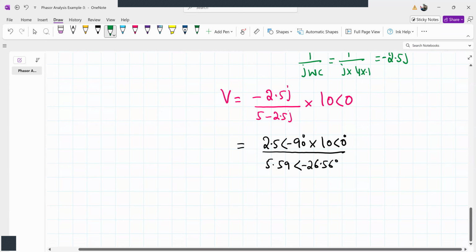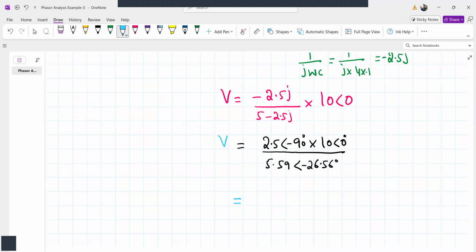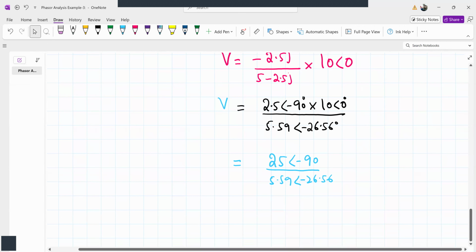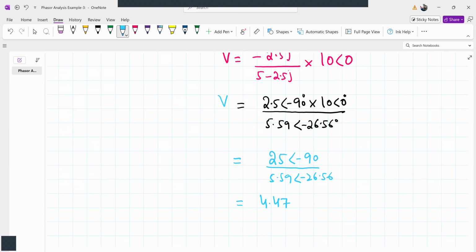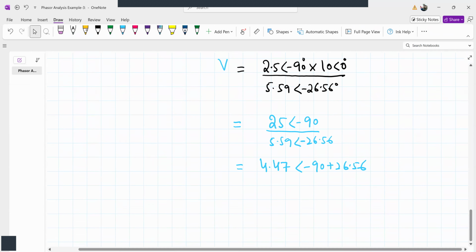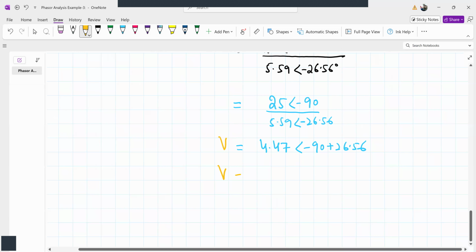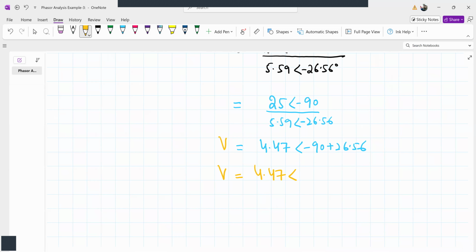So what is the simplified version of this voltage? 10 multiplied by 2.5 is 25 at an angle of minus 90 degrees, divided by 5.59 at an angle of minus 26.56. So 25 divided by 5.59 is 4.47, at an angle of minus 90 plus 26.56. Why plus? Because it is minus in the denominator. So when it comes to the numerator side, it will be plus. All right. So the voltage will be simply equal to 4.47 at an angle of minus 90 plus 26.56, which comes out to be minus 63.44 degrees.